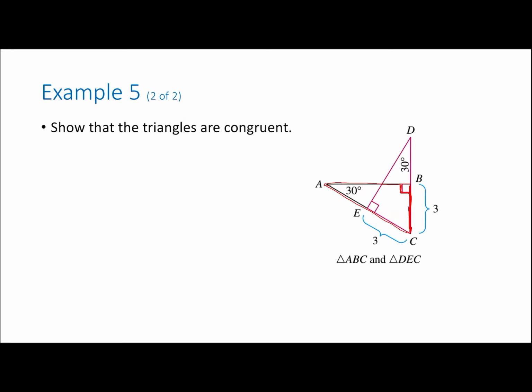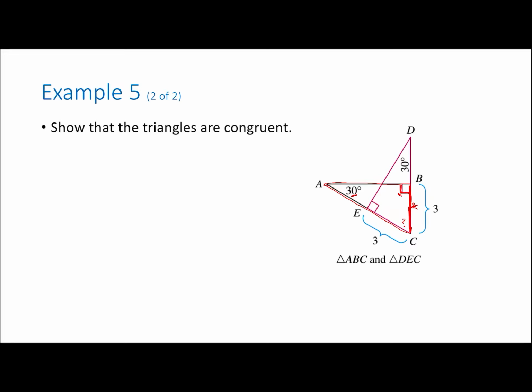And then what do we know from a side length standpoint? Well, we don't know the length of AB. We don't know the length of AC, but we do know the length of BC. We know that one is 3 units.